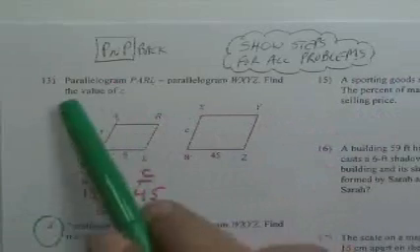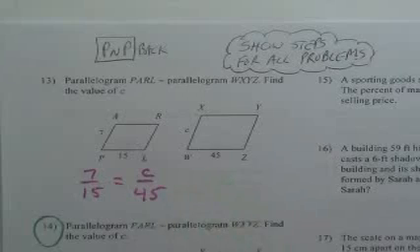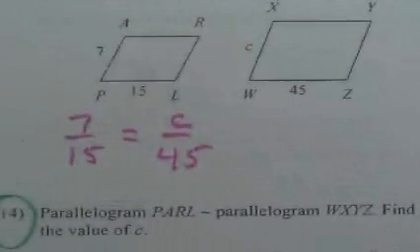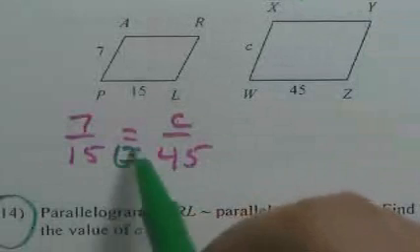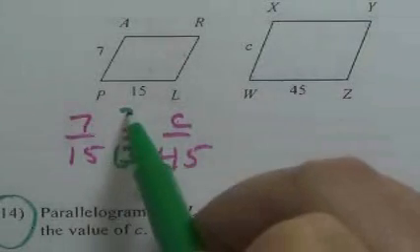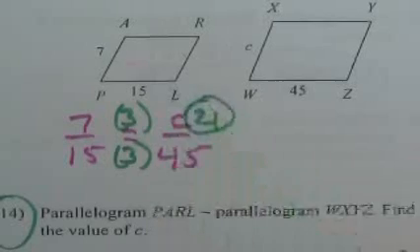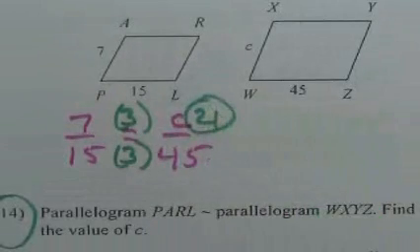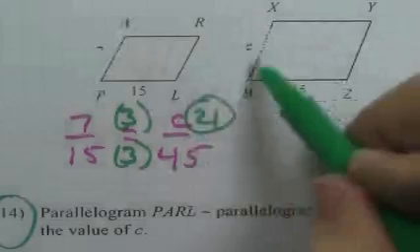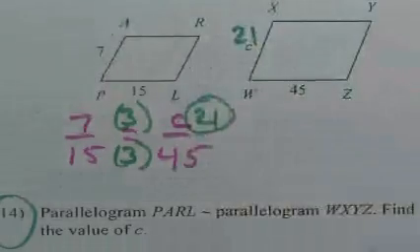Okay, on the back side, number 13. You should have 7 over 15 equals C over 45. And I know that 15 times 3 is 45. So 7 times 3 is 21. That's the answer, 21. This length right here, this side, is 21.